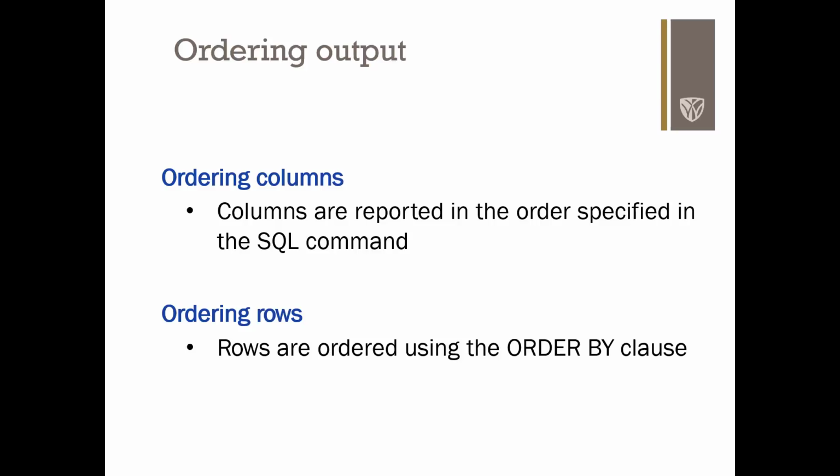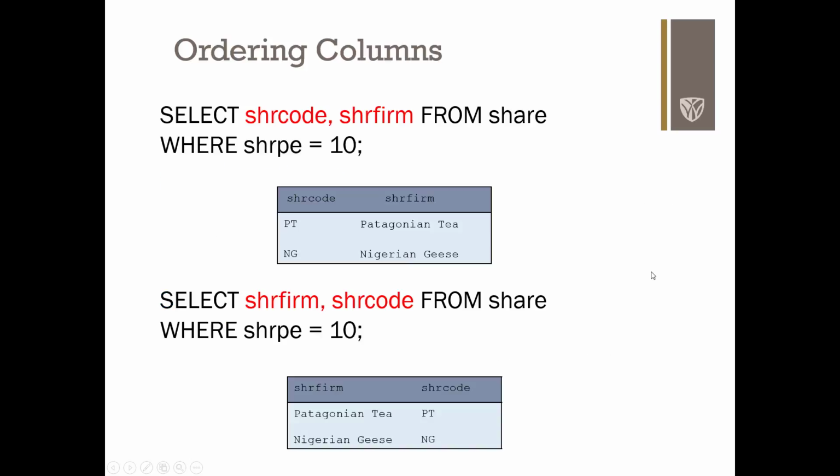In terms of ordering output, it's relatively simple. If we want to order columns in a certain way, those are reported in the order that they're specified in the SQL command. So whatever order you put those attributes or column names in, that's the order they'll be in the result. For rows, we order them using the order by clause. We'll show some examples of these in a second. So here I've got select share code, share firm, and you can see the results show share code first, share firm second. If we reverse that, select share firm, share code, then our results are going to show the share firm first and the share code second. Relatively straightforward.